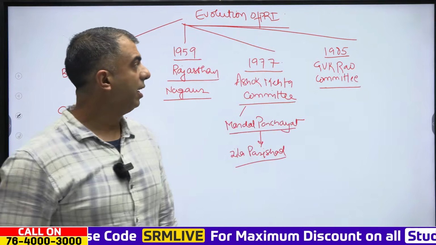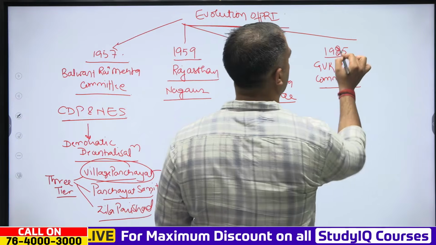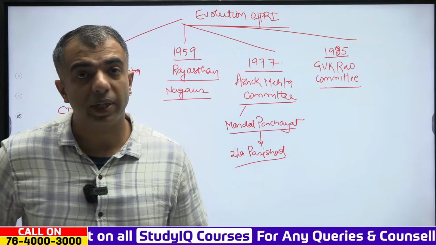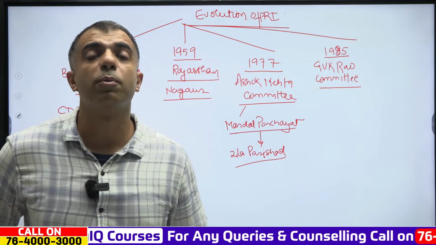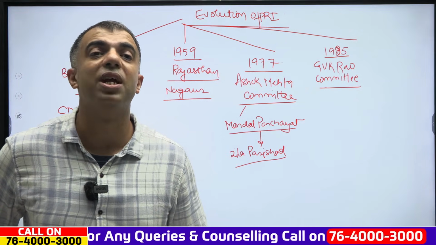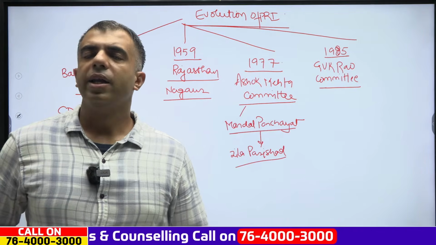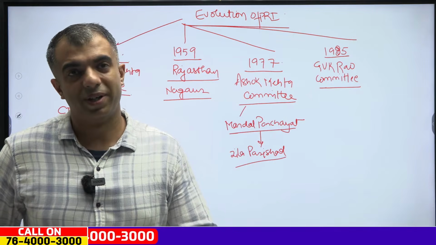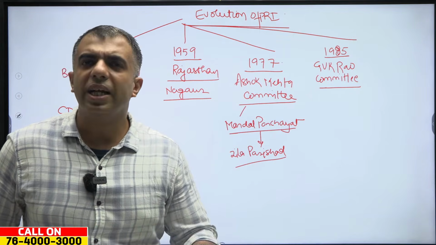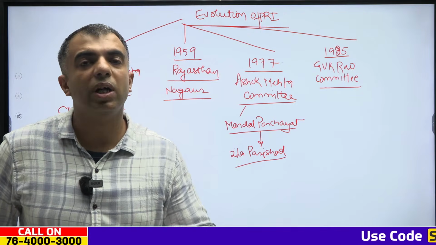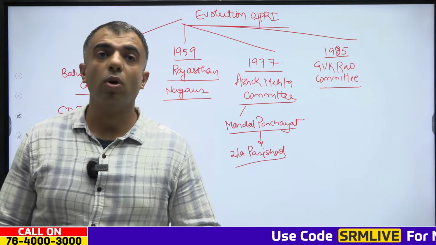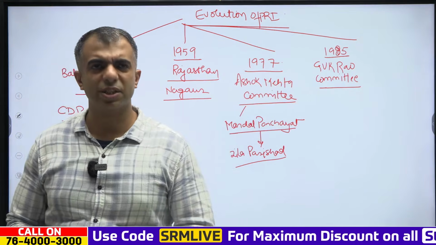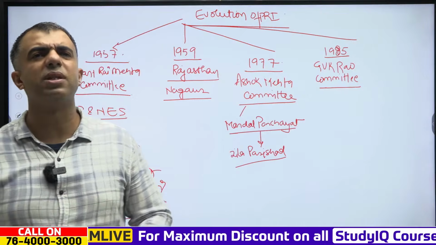The GVK Rao committee was set up in 1985. It had the responsibility to review all the rural development programs along with the poverty alleviation programs. This committee made a very striking observation: the development process was gradually being bureaucratized, diverging from the Panchayati Raj institutions, and thus the Panchayati Raj institutions were getting weakened.